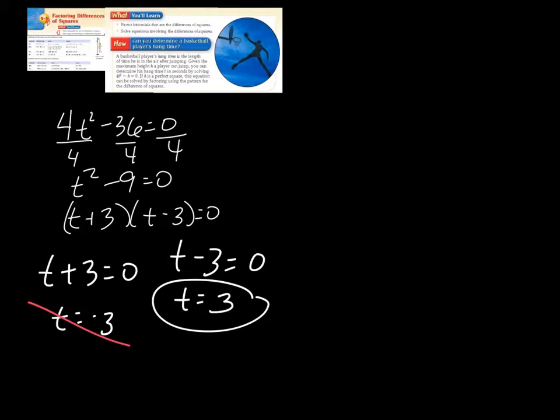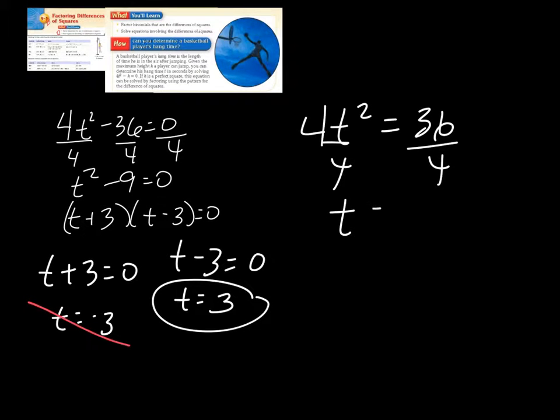This could also be solved using a little bit of simple algebra. If we just move the 36 to the other side with addition, divide by 4, and then take the square root of both sides, we get t equals plus or minus 3, because negative 3 times negative 3 is 9, positive 3 times positive 3 is 9. And of course, once again, we cannot have negative time, and so we get t equals 3, and this was in seconds. Seems long to me, but I don't know. I'm not a vertical jumper.